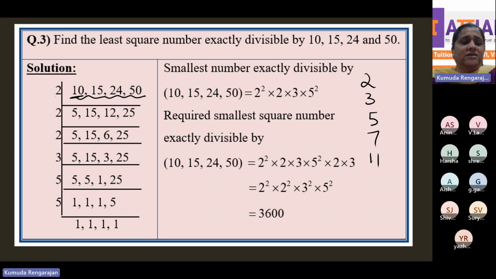So we start with 2. And yeah, we have 10 and 10, 24 and 50 divisible by 2. It's enough if even one number is divisible by 2. So we start with 2. 2 5s are 10. 15 is not divisible, so write 15 as it is. If it's not divisible, write it as it is. 24 is 12 times, and 50 is 25 times. Next again, you can take a 2 because there is this number 12 which is divisible by 2. So you can take 2 again.